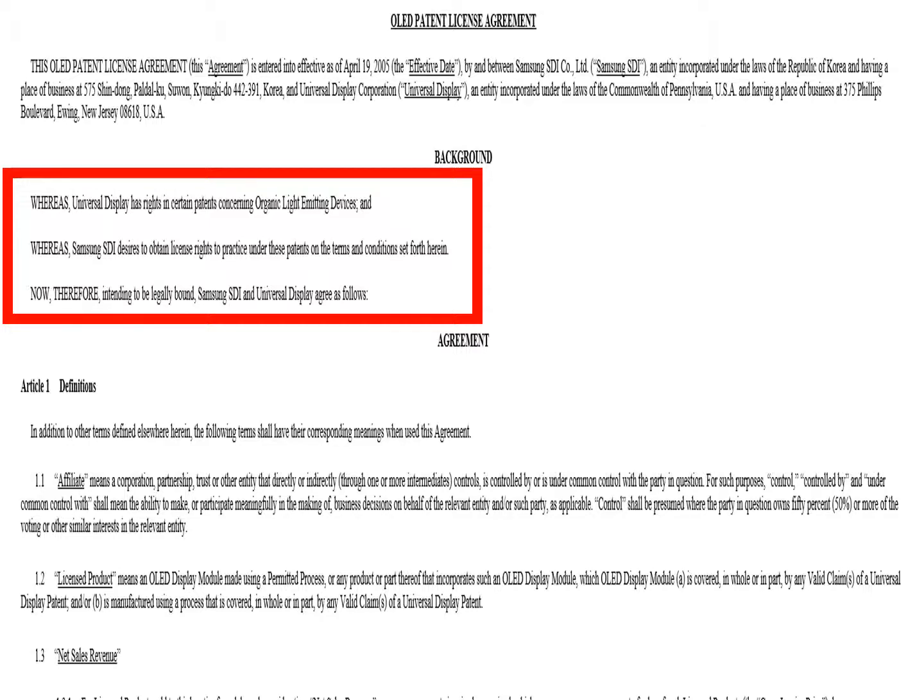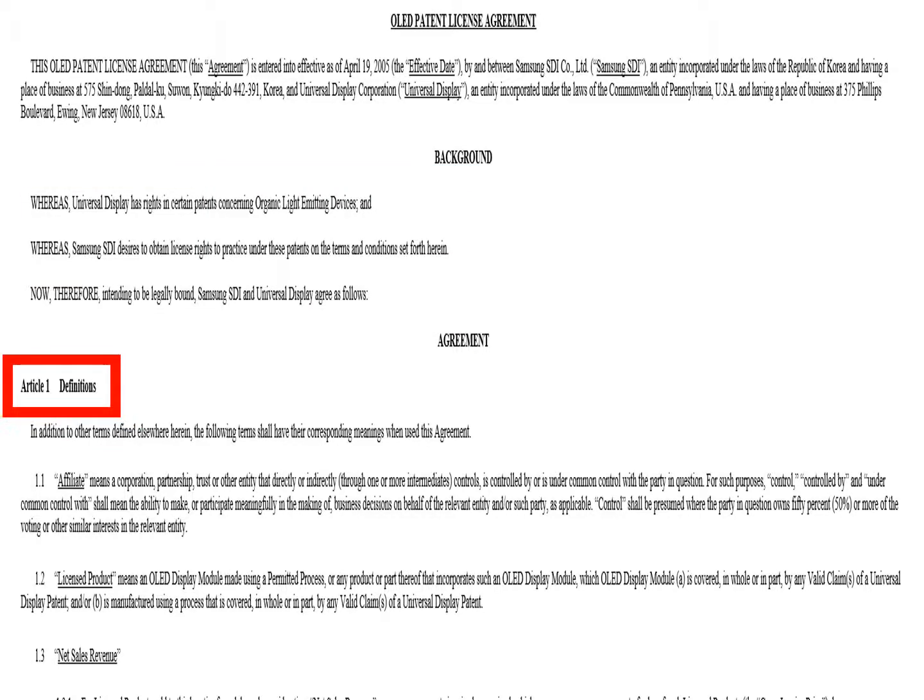Here, again, pretty straightforward. The whereas clauses read, whereas Universal Display has rights in certain patents concerning organic light-emitting devices, that's OLED, that's this technology for the screen, and whereas Samsung desires to obtain license rights to practice under these patents on the terms and conditions of the document. Now, therefore, intending to be legally bound, Samsung and Universal Display agree as follows. Again, not much interesting there.